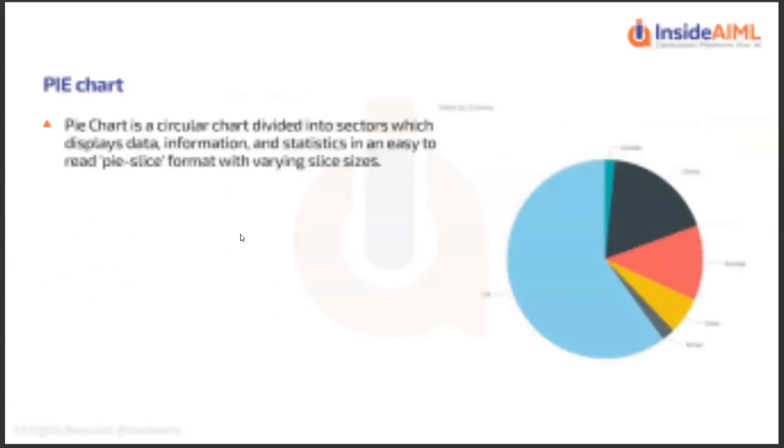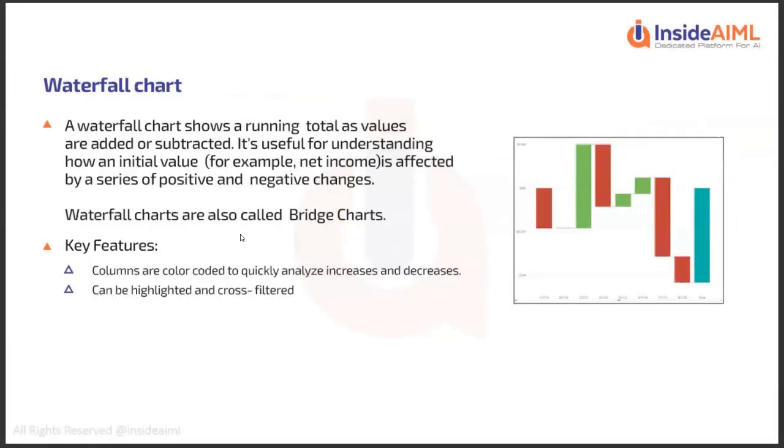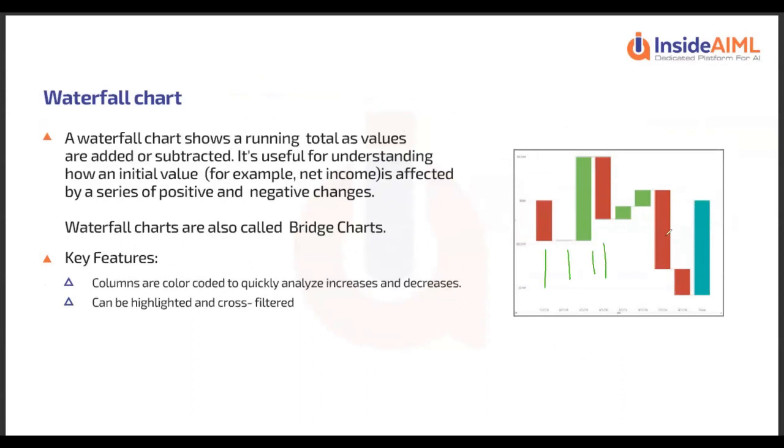This is how the table looks. We have the pie chart, which we have worked on. Then the waterfall chart. This is the sequence: first value, second value, third value, fourth value, and when these are all summed up, the final value is shown in this teal color.